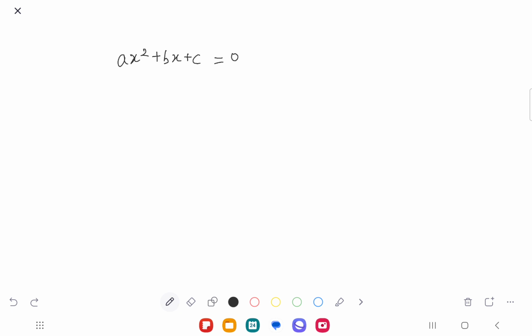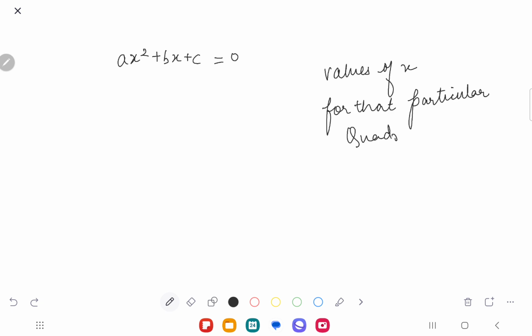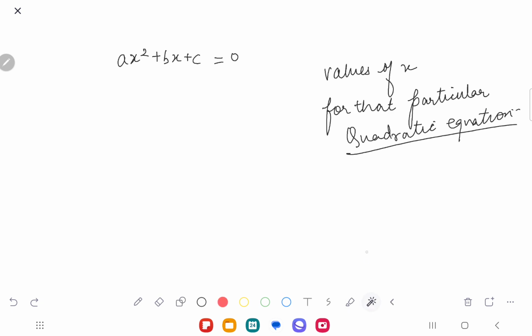Sometimes a given quadratic equation is not solvable. Not solvable as in you will not be able to find out the values of x for that particular quadratic equation. If you're not able to find out the value of x, what is the point of wasting your time to actually solve for x? Because that equation isn't solvable at all.